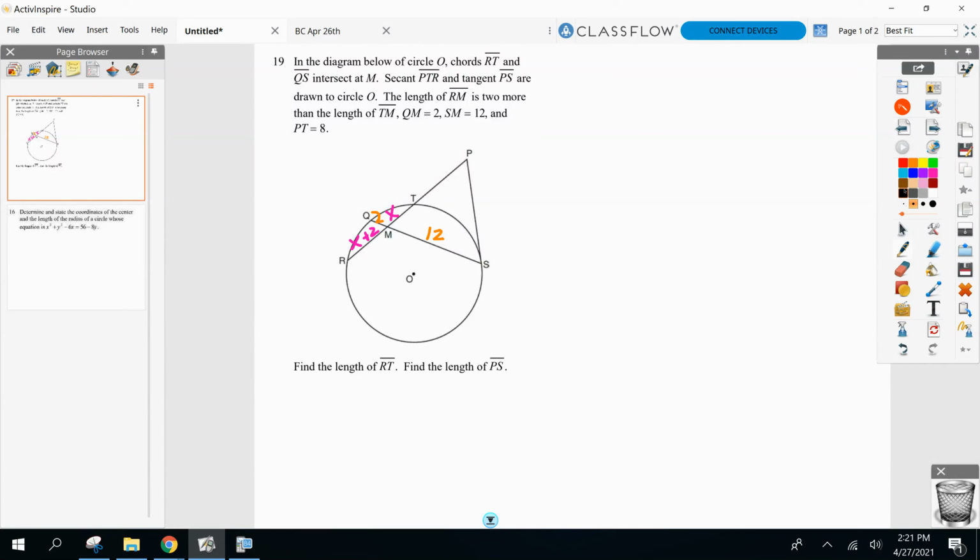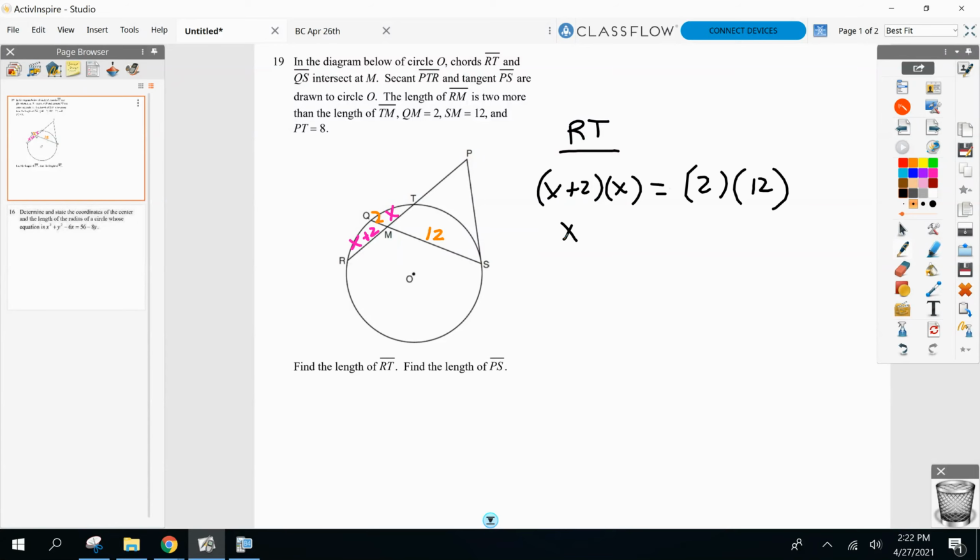We call RT a chord in that circle. So I've got to think about, all right, chord. What's the theorem for lengths of a chord? Remember, it's segment times segment equals segment times segment. So to find RT, I want to set the following up. Segment RM, x plus 2, times segment MT, x, equals, now let's go to chord QS. QM is 2 times MS, which is 12. So that's segment times segment equals segment times segment. It can only be used when two chords are intersecting.